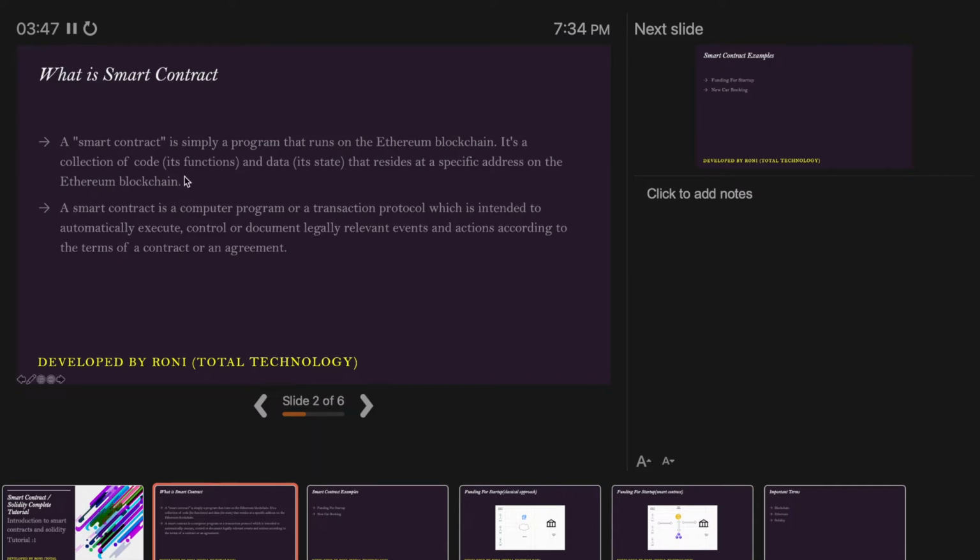It's a collection of code. The program is definitely a collection of code and data. A contract means some data and code, and it will do some specific thing. So let me break this down into a simpler form. A smart contract is a contract, first of all. Contract means physical paper or some sort of hard copy, something written.